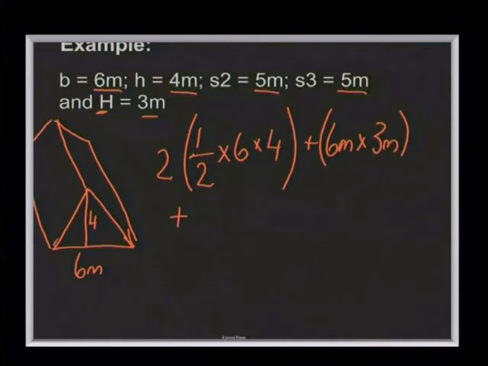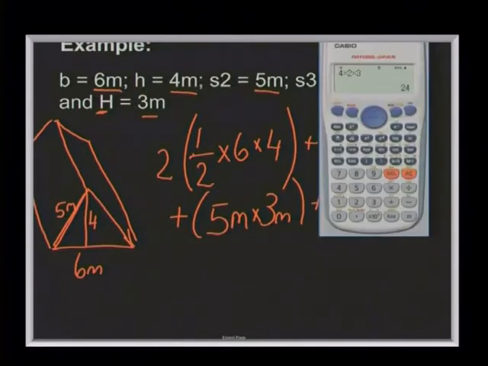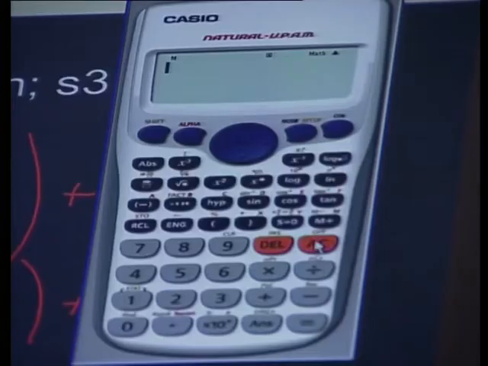So this side we said was 5 meters. So the area is 5 meters times 3 meters. And the last rectangle is this last side, which was also 5 meters. And then we've got all the formula that we need, and now all we need to do is put it onto our calculator. So I'm going to use the brackets exactly like that, because it makes it easier and I don't forget things.